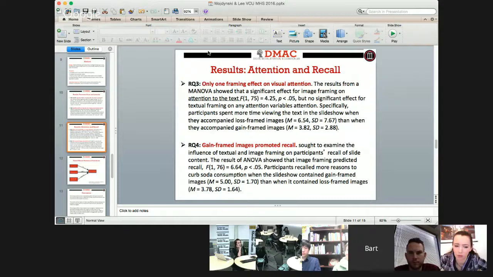So we thought that was sort of interesting. It's nearly double the attention. This is fixation duration here. They were on the slide a little bit longer, but that's total fixation duration. Research question 4 actually looked at recall.